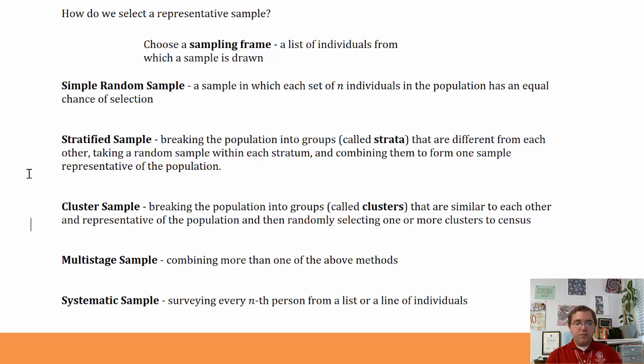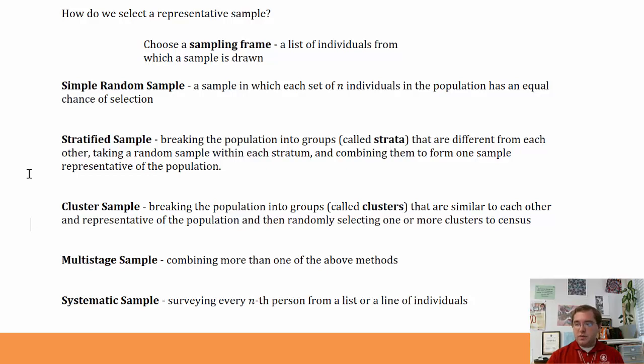And a systematic sample is when we survey every 10th person, or every 50th person, or every 100th person, or every nth person from a list or from a line of individuals. Maybe I stand at the entrance to the school in the morning, and I count off every 20th person, and I survey that person. I go for the next 20th person after that, and I survey that person, and so on. Then I'm taking a systematic sample. I'm systematically choosing at random, because I'm not controlling the order in which they're showing up to the front door, but I'm systematically choosing the people that are going to be in my sample. We will go over all of these with more examples in class.